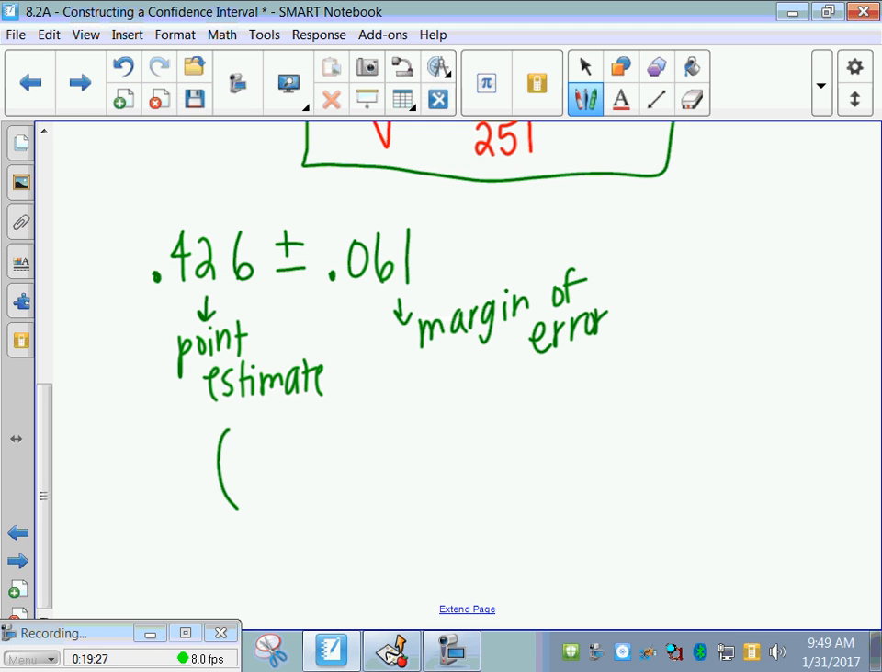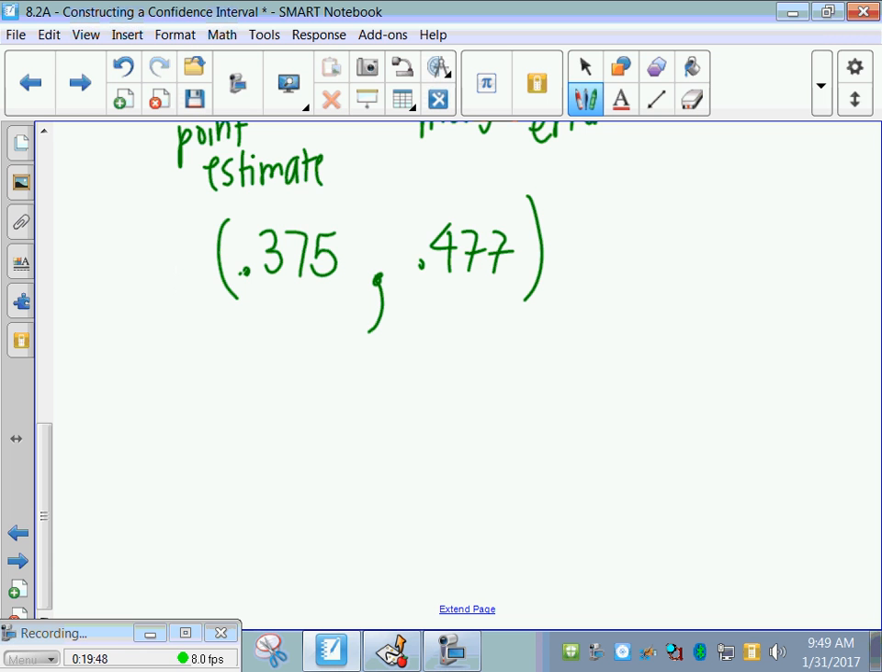And we write that as an interval. So we add and we subtract. So the left-hand side should definitely be the smaller one. And the right-hand side we add. So we get 0.375 and 0.477. And what should we always do after this? We should probably interpret that.